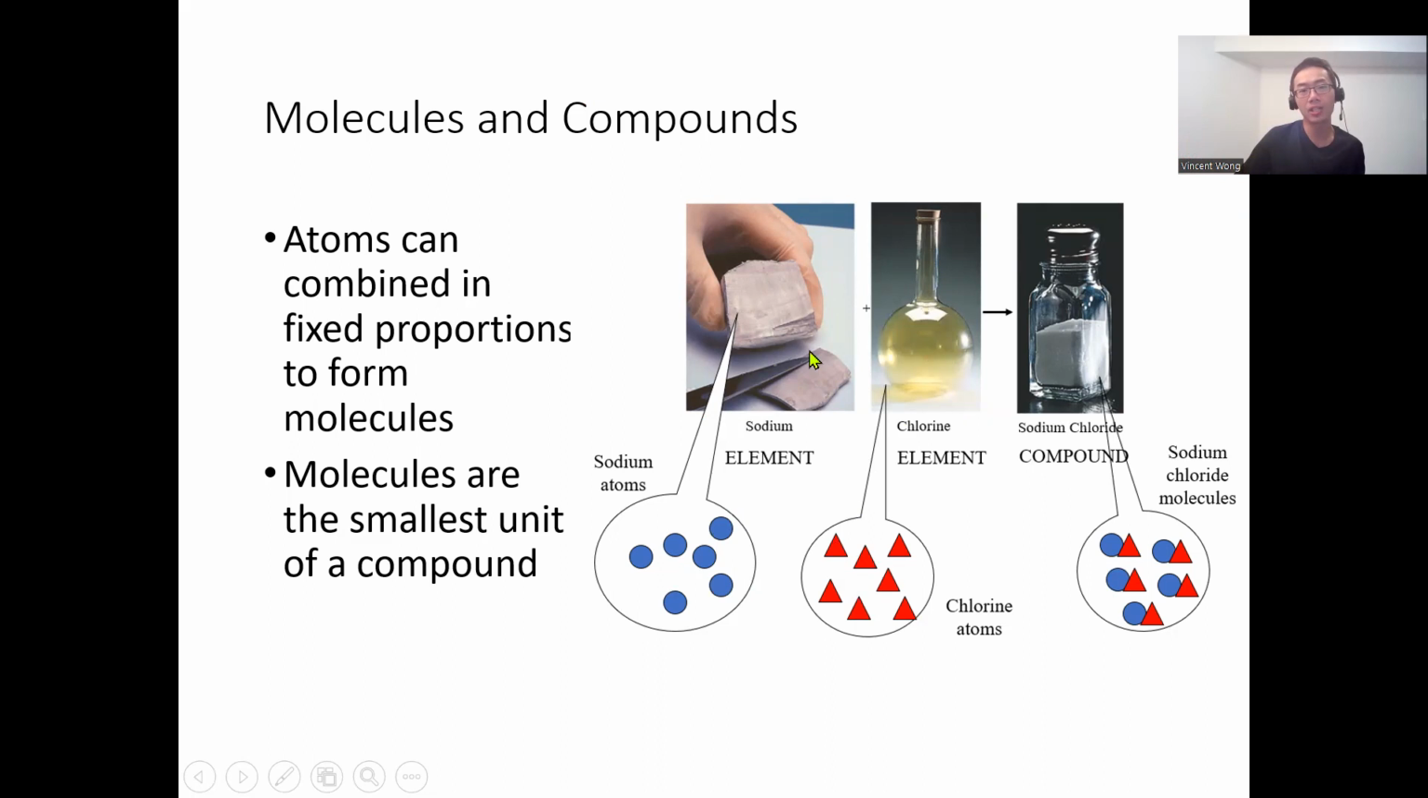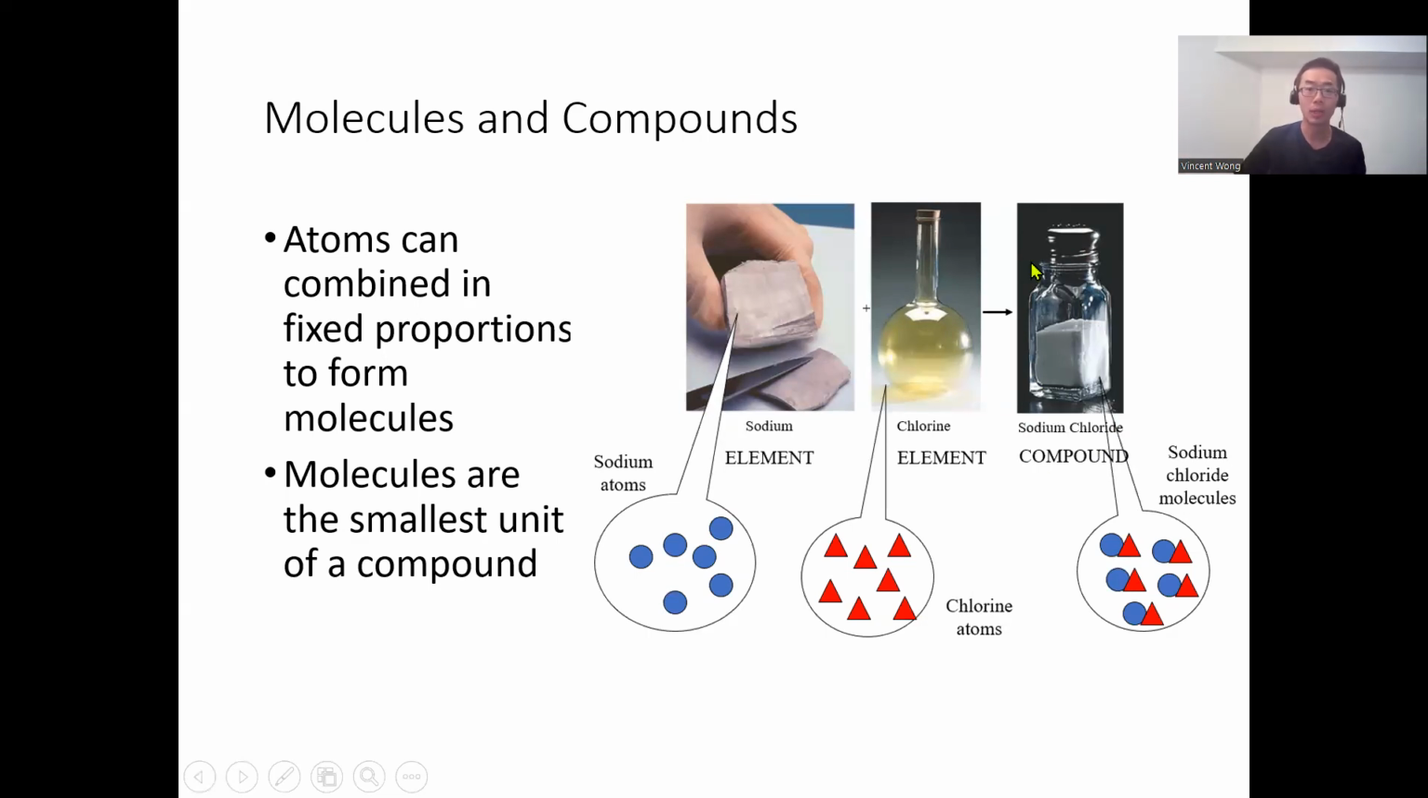But when you combine sodium and chlorine, you get sodium chloride. Sodium chloride is table salt. Even though sodium and chlorine on their own are very dangerous, one is explosive, the other is poisonous, when they come together to form the compound, the properties are completely different. Table salt is very stable. In fact, we can consume it, and that's what a compound is.